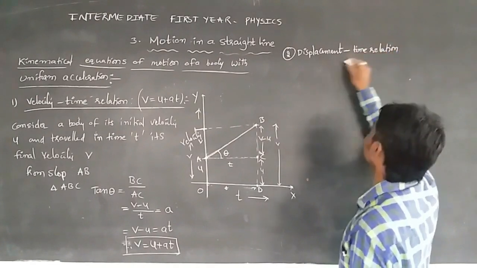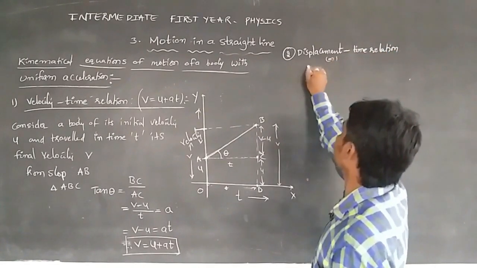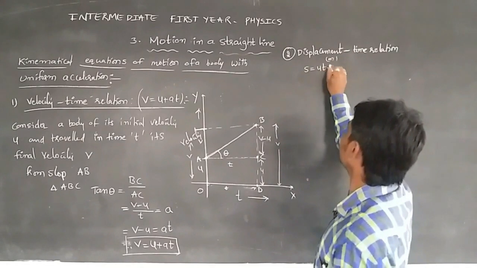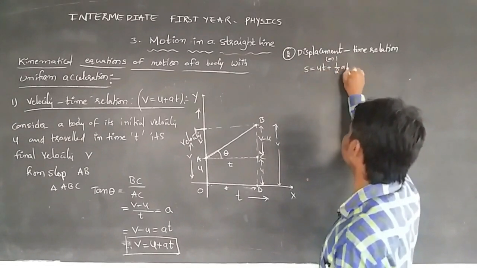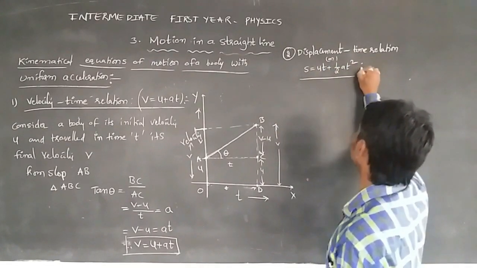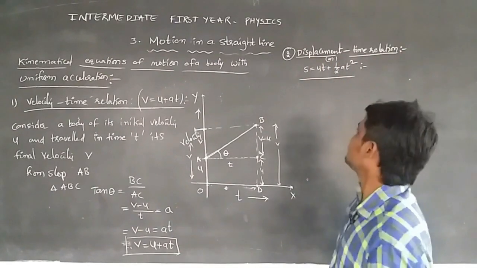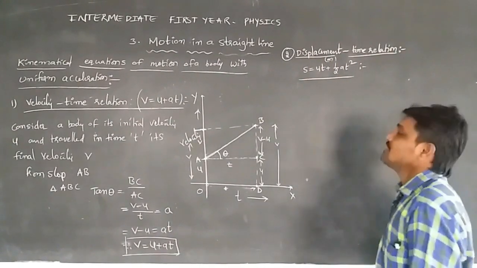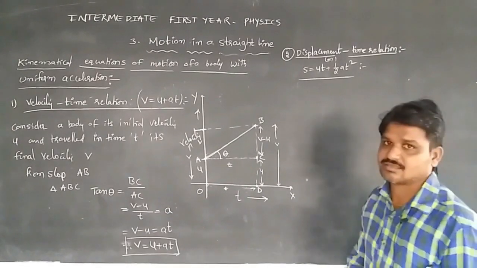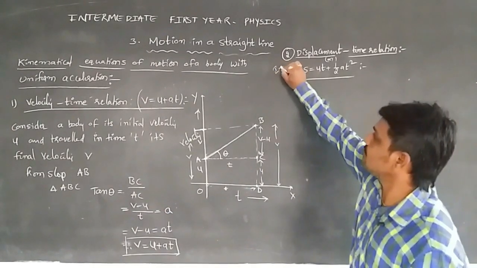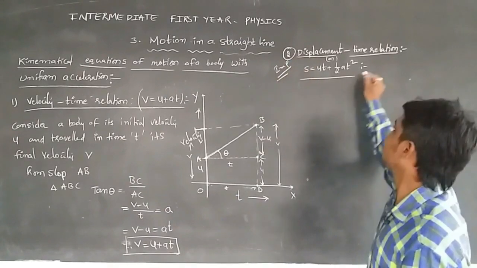Displacement time relation, that is S is equal to ut plus half at square. This is the most important relation in the public examination. We can mostly get it for 4 marks.